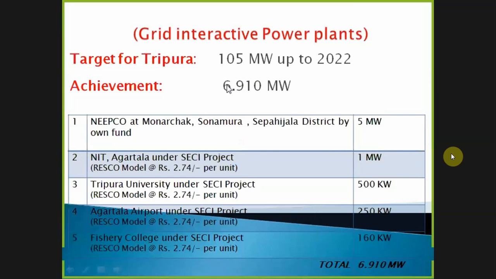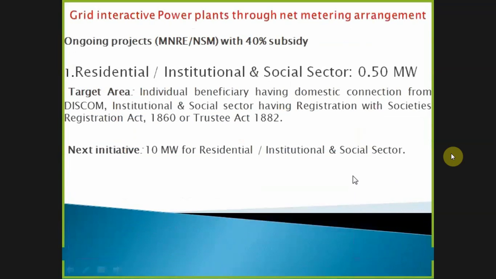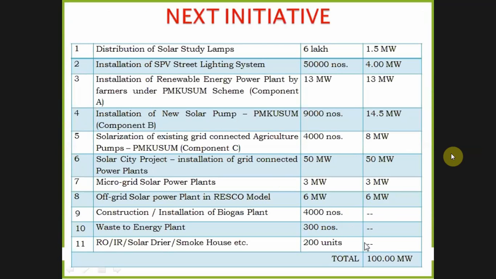And grid connected systems we have also installed in various government offices. This is 6 megawatt. And now if anybody wants to install this power plant in their houses, they can also install it. The government of India is providing 40% subsidy for this purpose. And this is our next initiative. We are targeting 100 megawatt in various solar pumping systems also, and solar grid connected power plants, solar study lamps, street lighting systems 50,000. So this is our next target, to implement this scheme in our rural areas for socio-economic development.